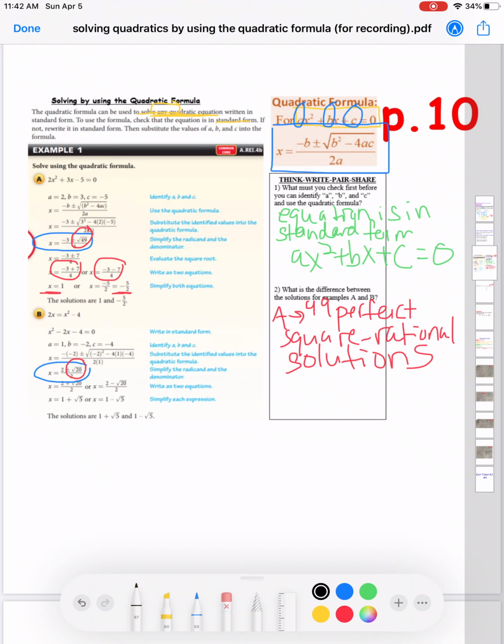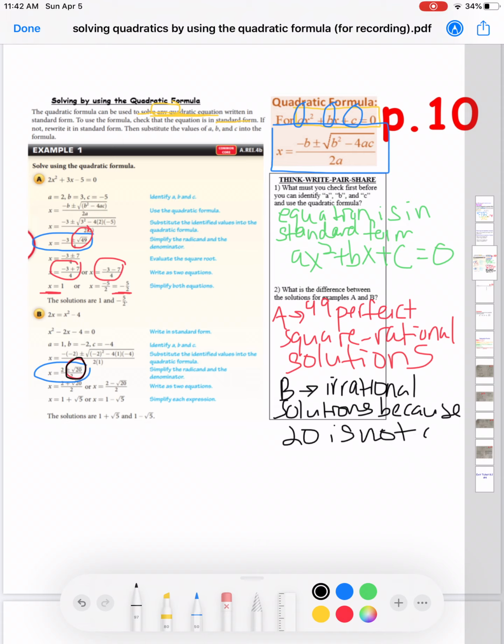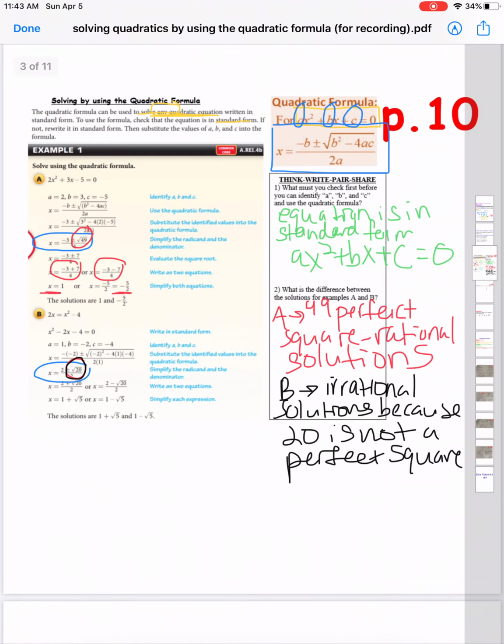However, when you look at example B, in B we ended up with the square root of 20. Now 20 is not a perfect square, so that means that we still had that radical inside of our answers. They did a little bit of work to simplify that radical, but for B we're going to say that we have irrational solutions because 20 is not a perfect square. Okay, so the process of substituting A, B, and C and simplifying will be the same, but you see here that your answers will all be a little bit different.